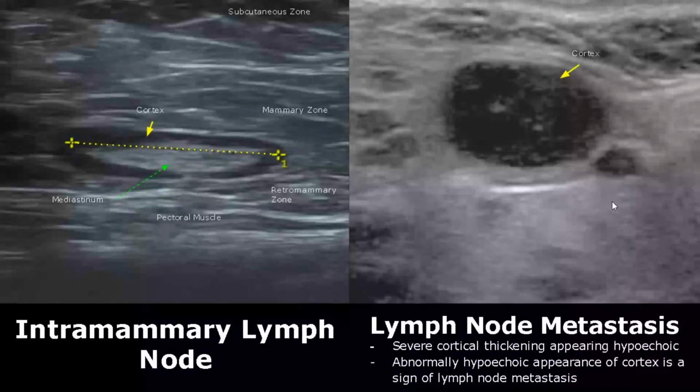Here we have a case of lymph node metastasis. We are comparing it with a non-malignant lymph node. The cortex is very thick, which gives it an abnormally hypoechoic appearance. It is usually a sign of malignancy.